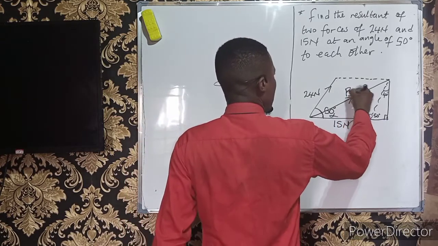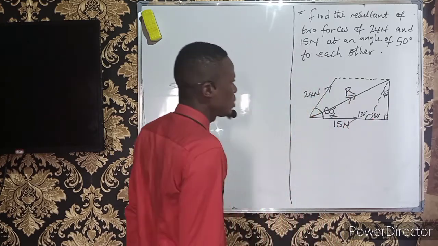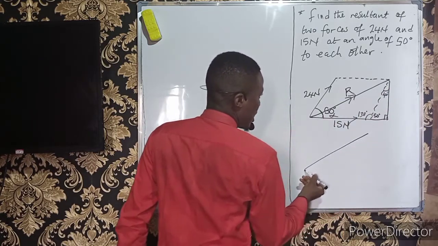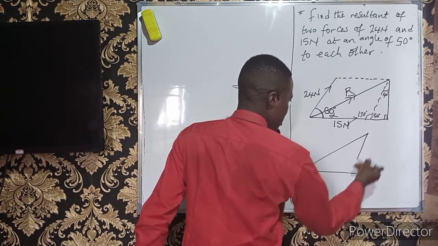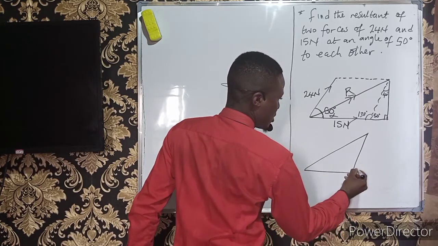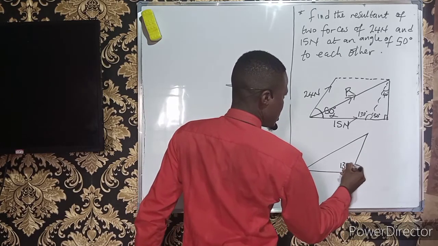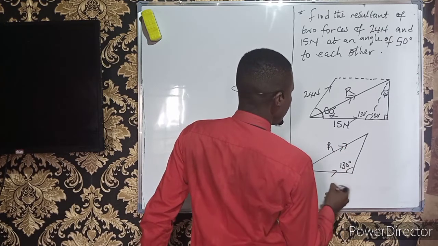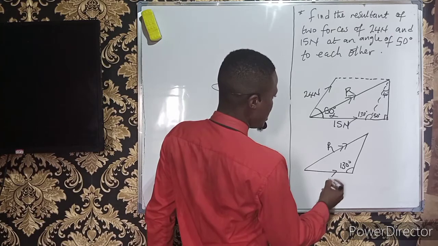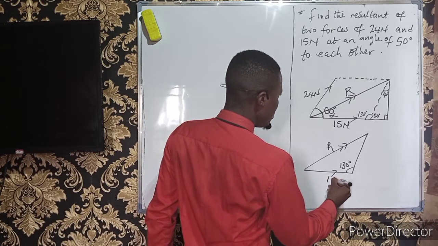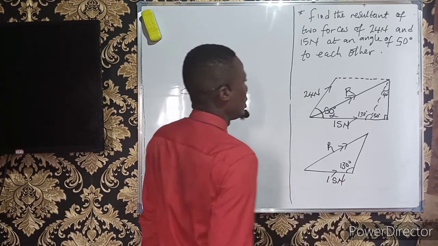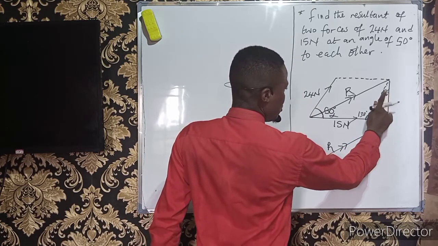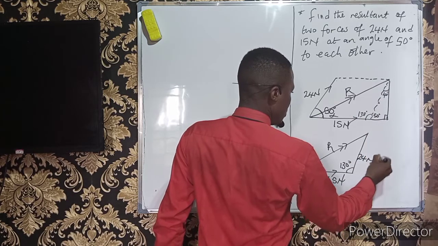So what are we looking for? We are looking for the resultant R. To get this resultant, I will bring out this particular triangle. Look at the triangle I'm talking about. I want to get R. The angle here is already 130 degrees. Here is my R. Remember that here is 15 Newton. If here is 24 Newton, automatically here is also 24 Newton.